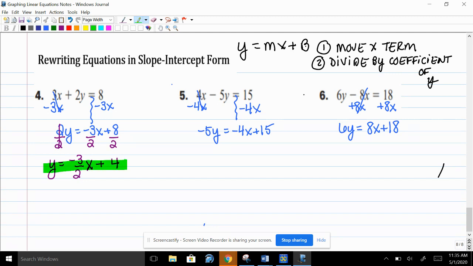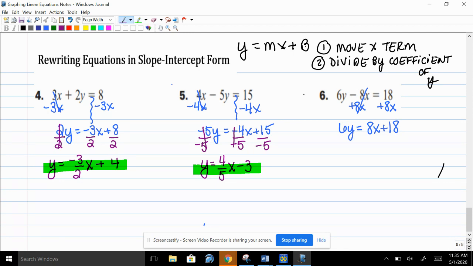There's my equation in slope-intercept form. Number 5, I would have to divide across the board by negative 5. Divide everything by negative 5. I got some sign issues here, so just keep track of your signs. These negatives will cancel. A negative over a negative is going to give me a positive, so that's going to be 4 over 5 x, and then 15 divided by 5 is negative 3. So the equation is now in slope-intercept form.